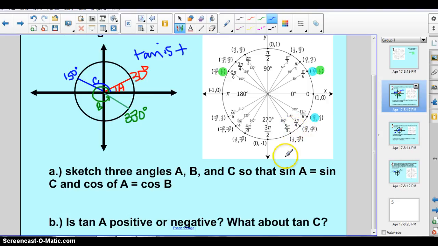Now, if we're looking at tangent of C, remember C is over here. Remember that we're going to be dividing a positive by a negative, so in this quadrant, we find out that tangent is actually negative.